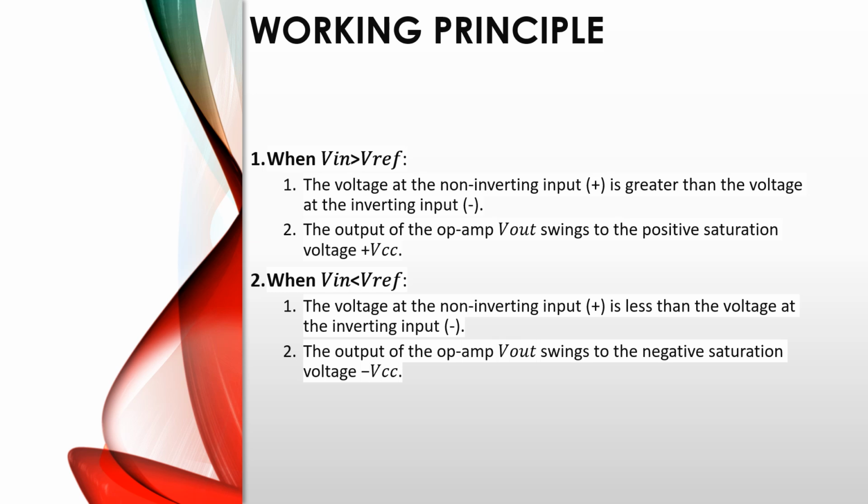And the second condition is when V in is less than V reference, that means the non-inverting input voltage is less than the reference voltage, that means the inverting input voltage, and then the V out swings to the negative saturation voltage, that is minus VCC or minus VEE. That gives the negative saturation voltage. So we get either minus VCC or we can represent it as minus VEE. Okay, so this is the working principle of non-inverting comparator circuit.